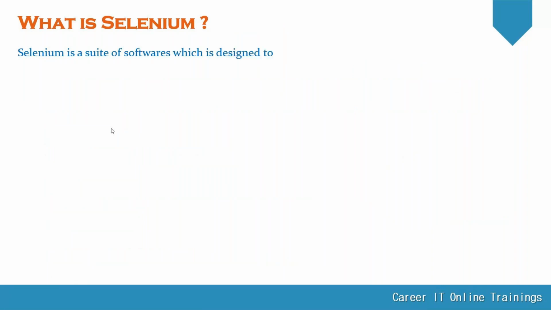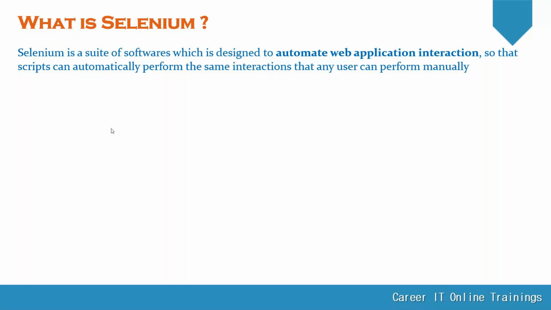So what is Selenium? As I told in earlier slides, automation is nothing but testing a software by using another software. Here we are going to test a software by using another software, and that other software is Selenium. Selenium is a group of softwares. We are just using that software to validate another software. That's it.